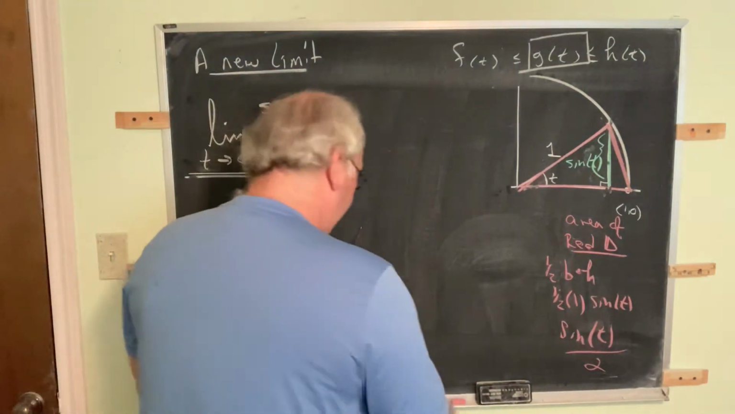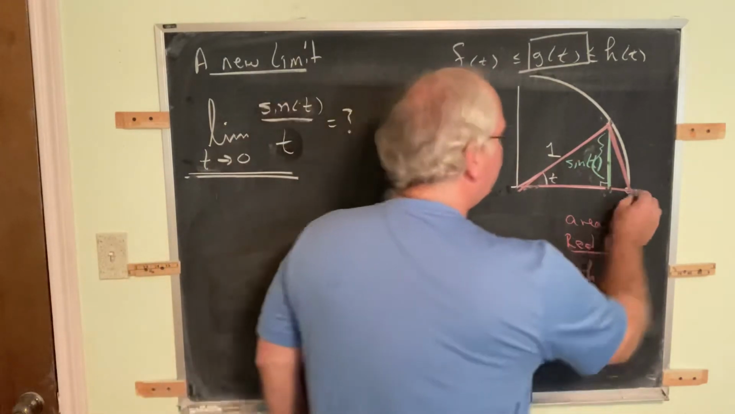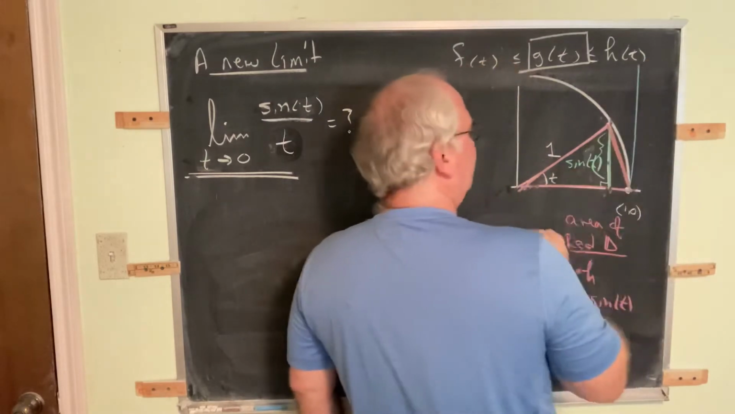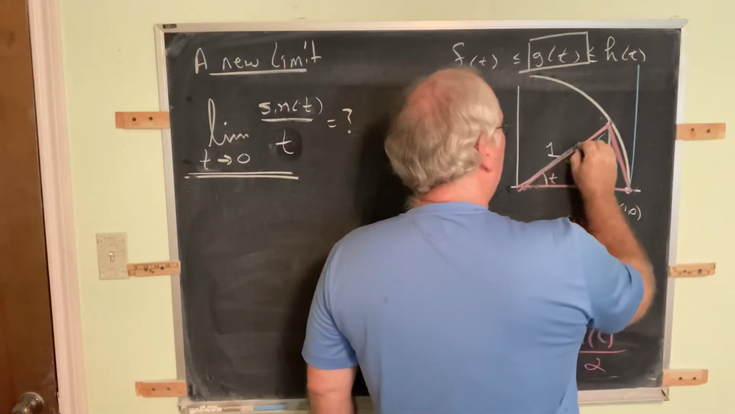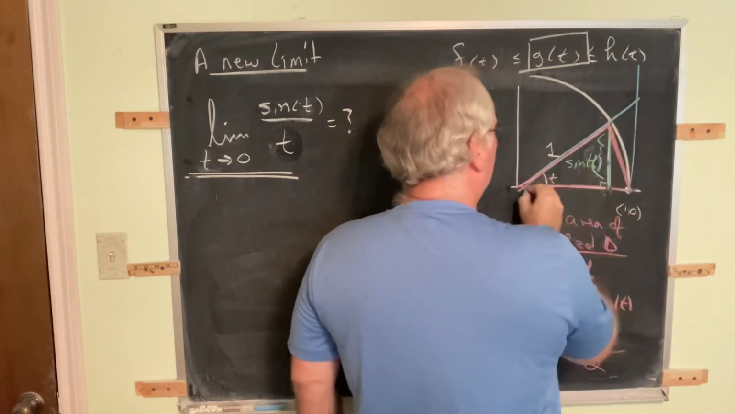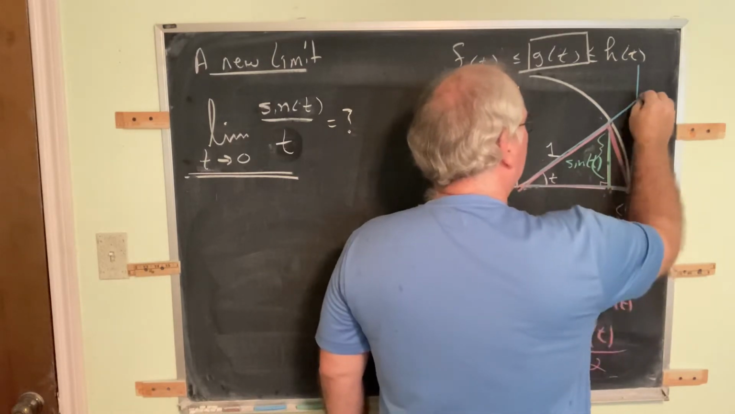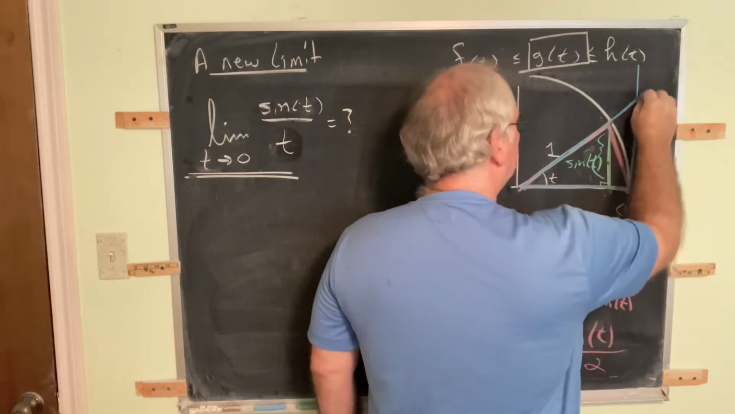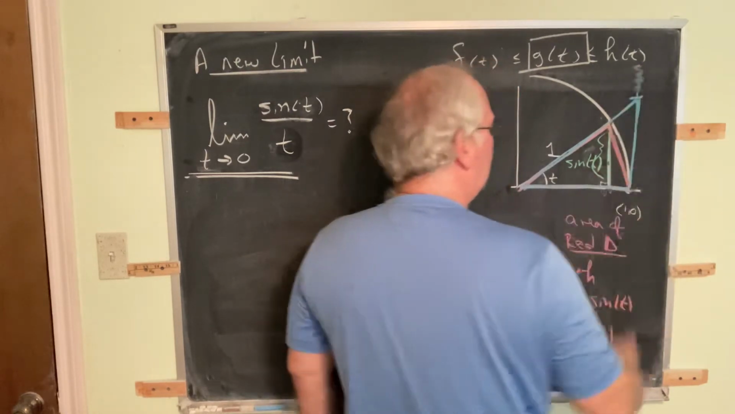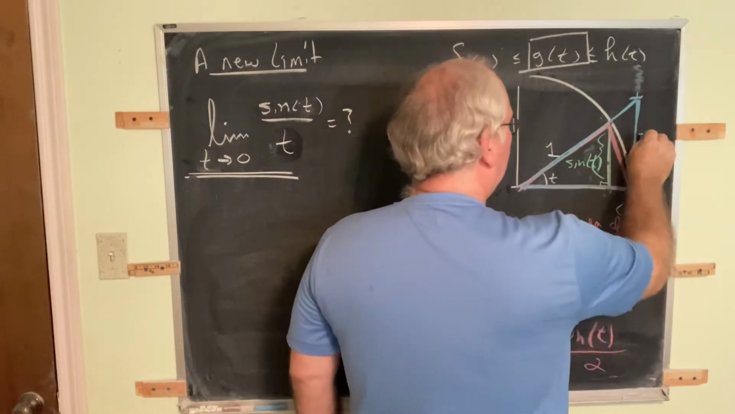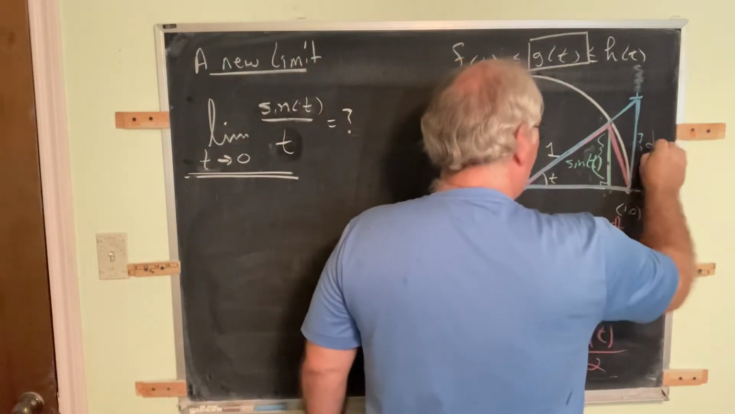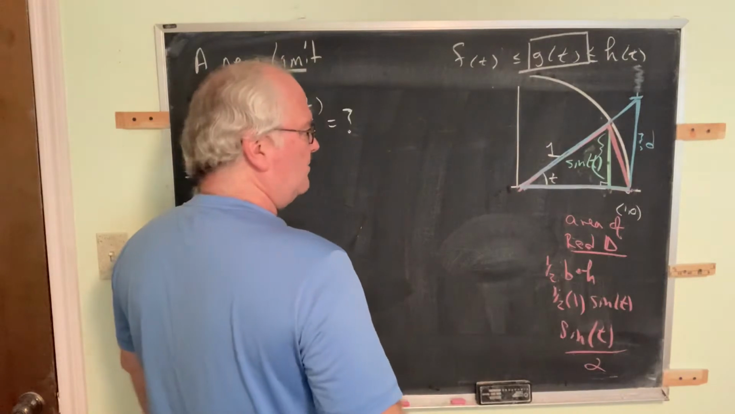Now I'm going to draw a new triangle in here. From this point, erect a perpendicular, extend this line further, and consider this blue triangle. All right? Now the question is, what is that height, or what is that distance? Let's call this distance D. What is that blue distance D?